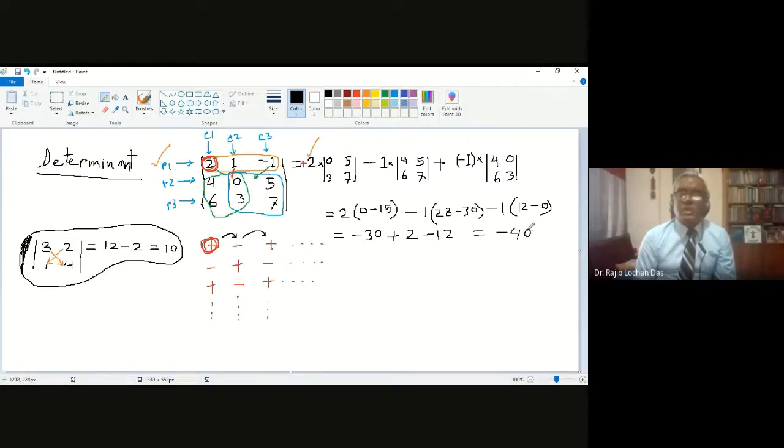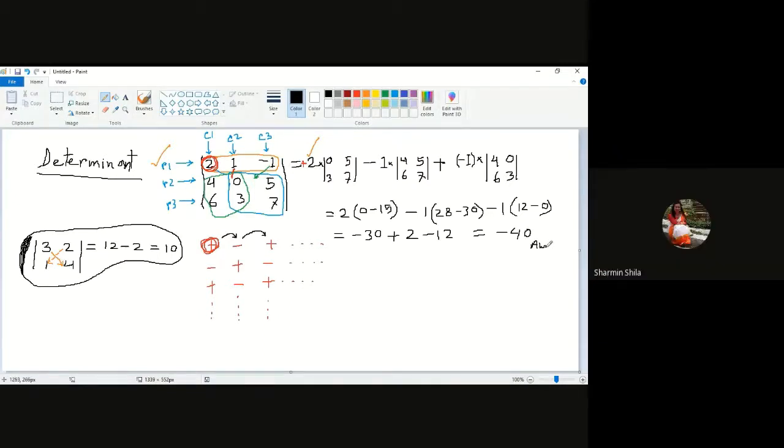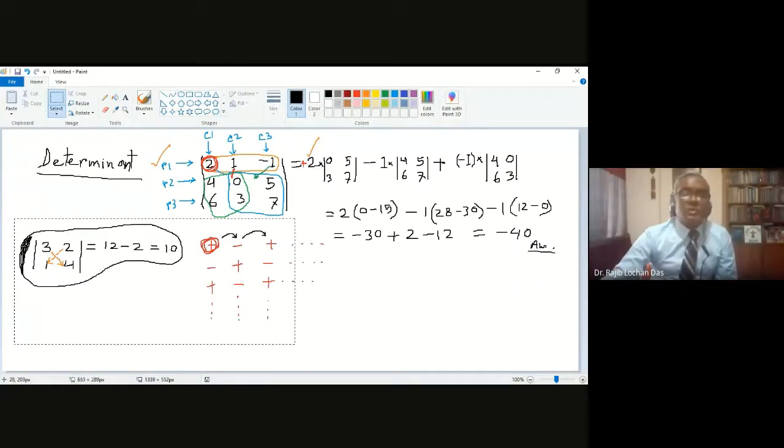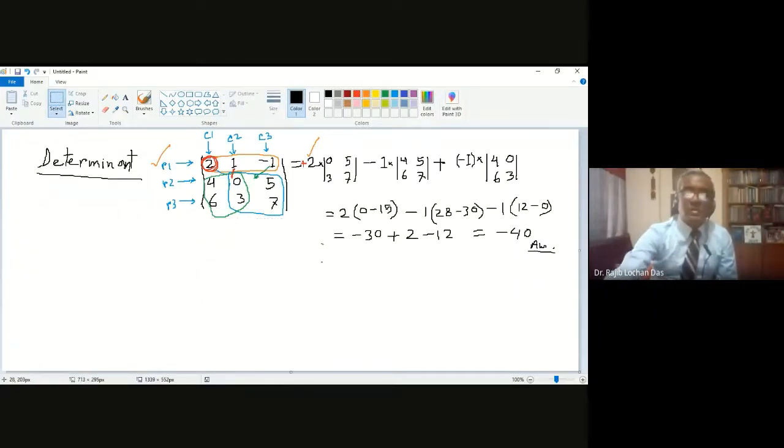So this is your answer. This is the value of the determinant. So that's it. So let us show another example, then it will be clear. Now let us do another calculation, just another determinant and finding the value of that.